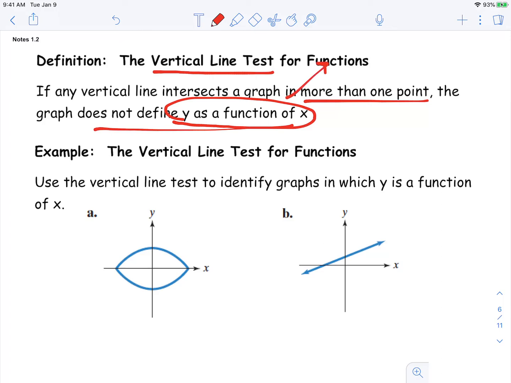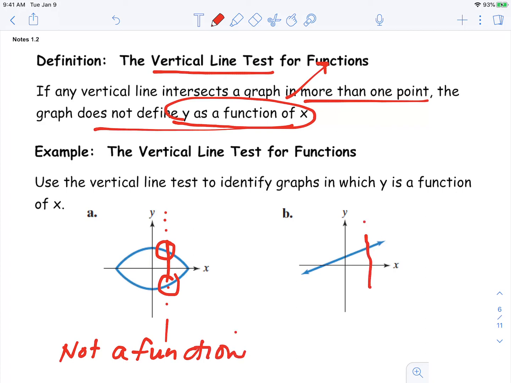So here's a couple examples. Use the vertical line test to identify the graph in which y is a function of x. So if I create a vertical line through that graph, notice where it touches twice. So this is not a function because it hits more than once.